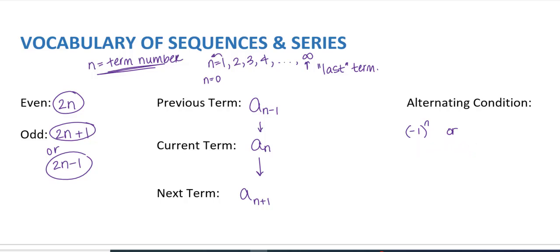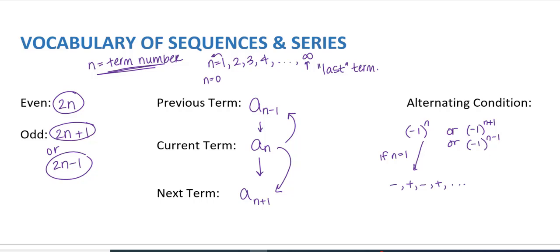Or, what if my first term started off with a positive number? Well, then I might want to say negative 1 to the n plus 1, or a negative 1 to the n minus 1. So go forward 1 or back 1. So again, negative 1 to the n, if n is 1, for example, first term, this is going to start negative, positive, then this is going to be negative, positive, negative, positive, etc.